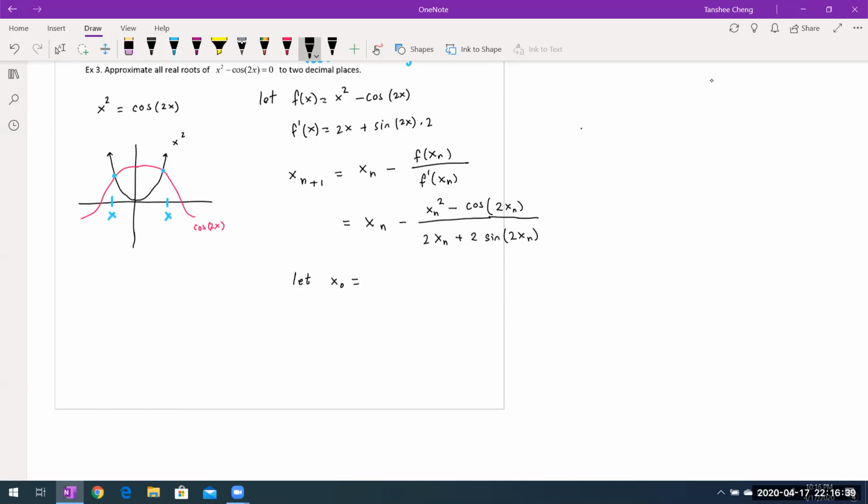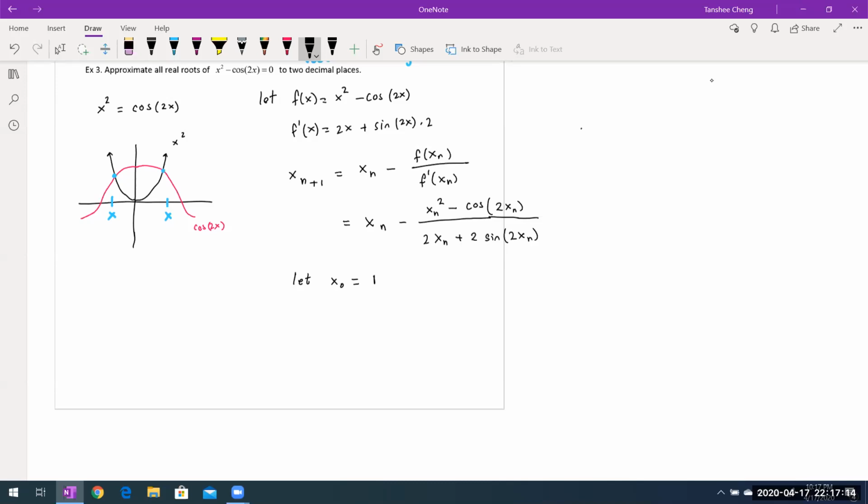So now the question is, how do we find out what our initial point is for this particular one? We know from this graph that my cosine value cannot be greater than 1. Cosine of 2x is bounded between 1 and negative 1. So the highest point that I can go is 1. So the x value that I'm going to choose will be 1, because the x squared function value is 1 when x is equal to 1. So that's how I guessed it.